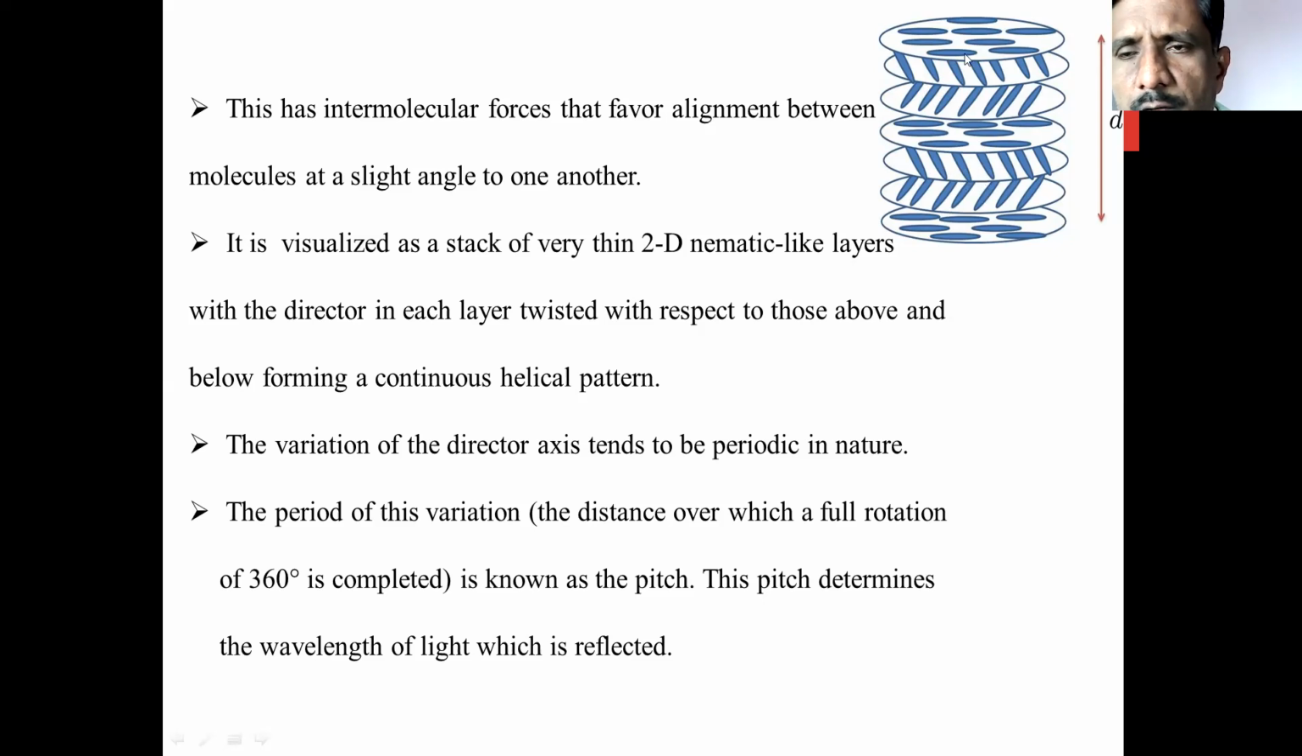Now it is visualized as you see here: it looks like a 3D nematic-like layer with a director in each layer. They are twisted. Just see here, the cholesteric phase molecules are twisted to the right side. In this case, they are twisted to the left side. In this case, they are twisted to the right side. In each layer, the cholesteric phase has been twisted with respect to the layers above and below, forming a continuous helical pattern. In each and every layer, the 2D nematic-like layers are twisted with respect to those above and below, forming a continuous pattern.